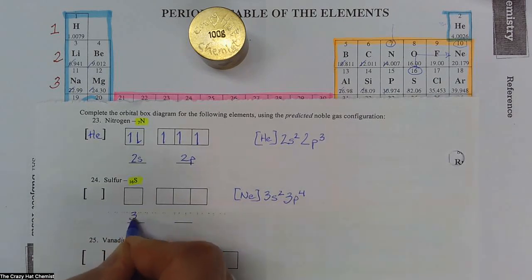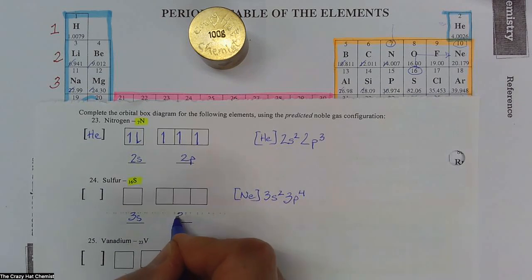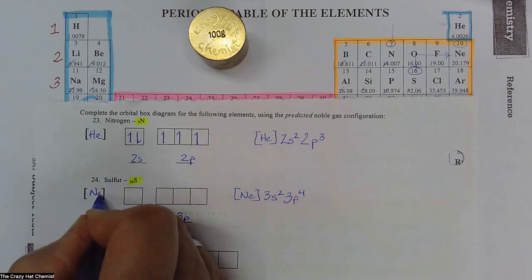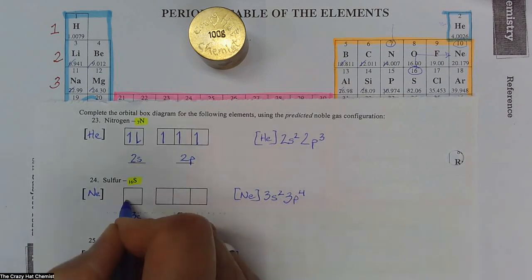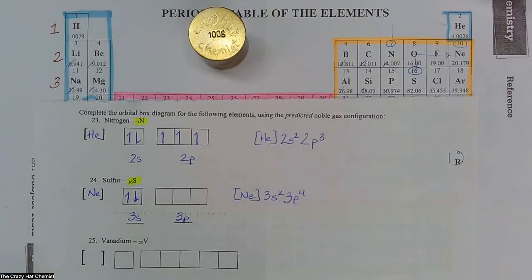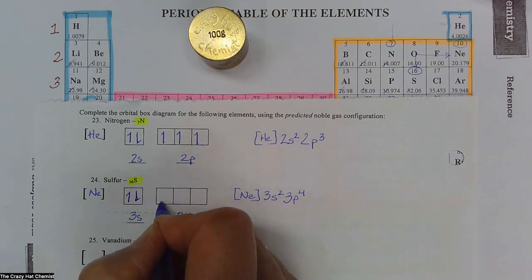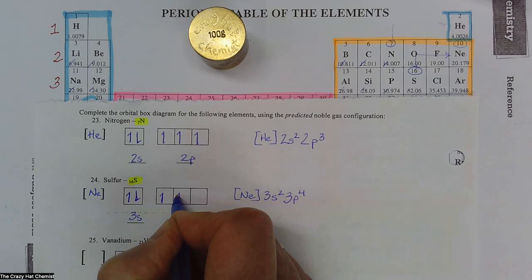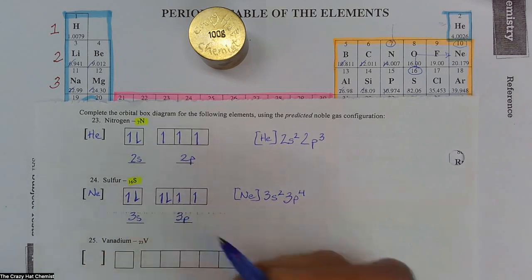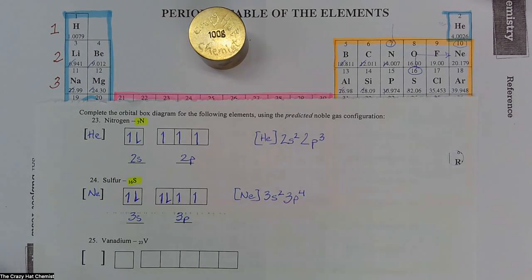This is a 3s-type orbital and a 3p-type orbital, and it's neon as the noble gas. The 3s has 2 electrons, first up, then down. Those are anti-parallel spins. Then there are 4 electrons in the 3p. It goes 1, 2, 3, and 4 in that order. So hopefully that makes sense for you.